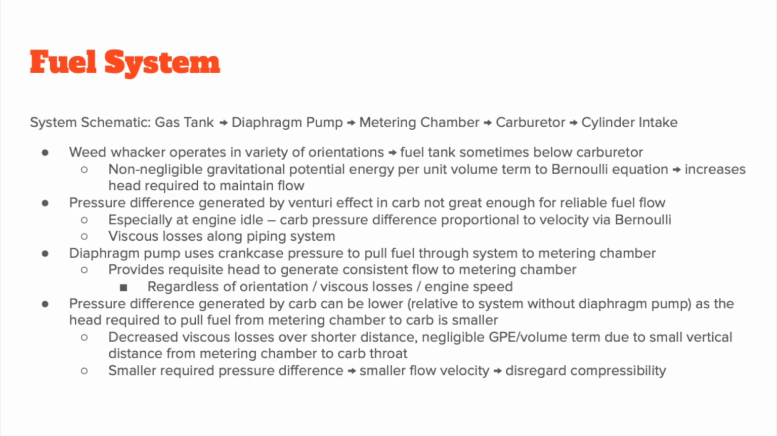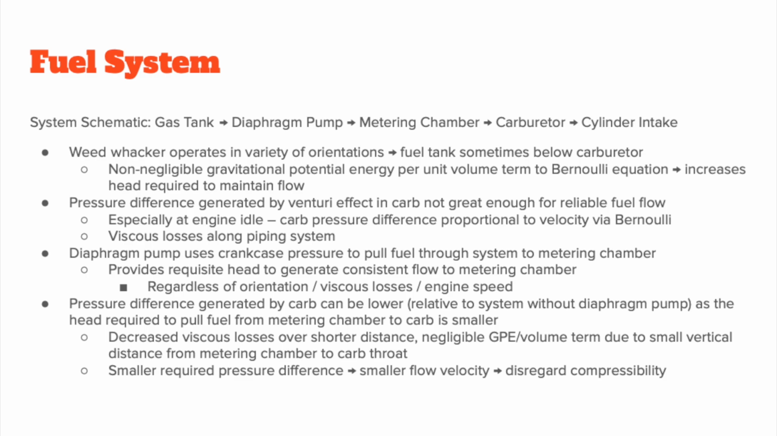Our Weed Wacker includes a cleverly designed fuel system where gas flows from a gas tank through a diaphragm pump to a pre-carb metering chamber. From there it is pulled into the carburetor, mixed with air, and directed to the cylinder intake. Weed Wackers are designed to operate in a variety of orientations, meaning the fuel tank is often vertically located below the carb. This means there is a non-negligible gravitational potential energy per unit volume term in the Bernoulli equation, which increases the head required to maintain flow in the piping system.